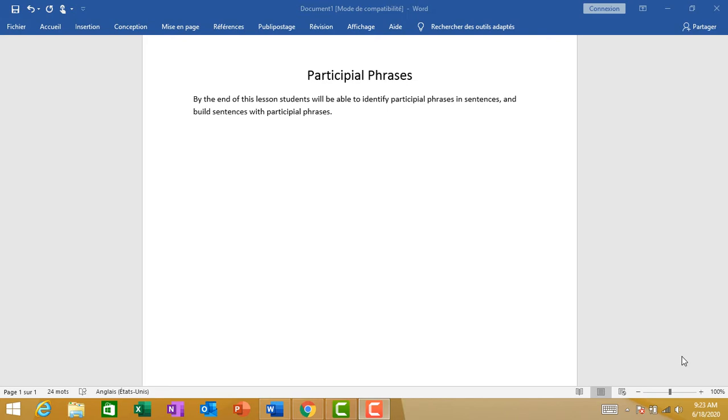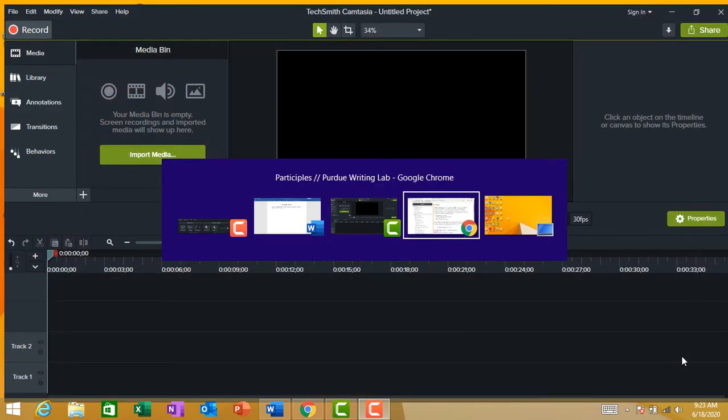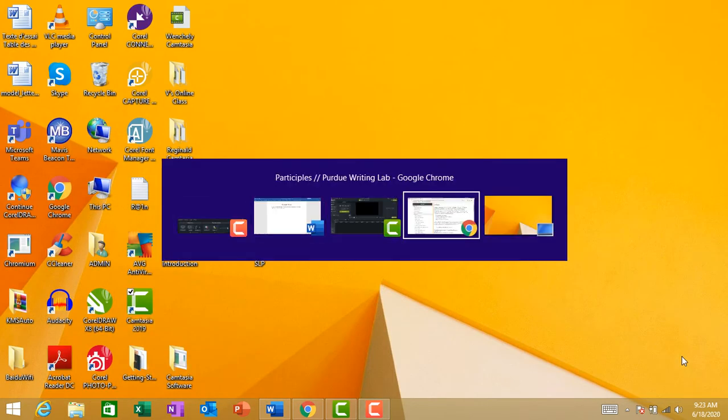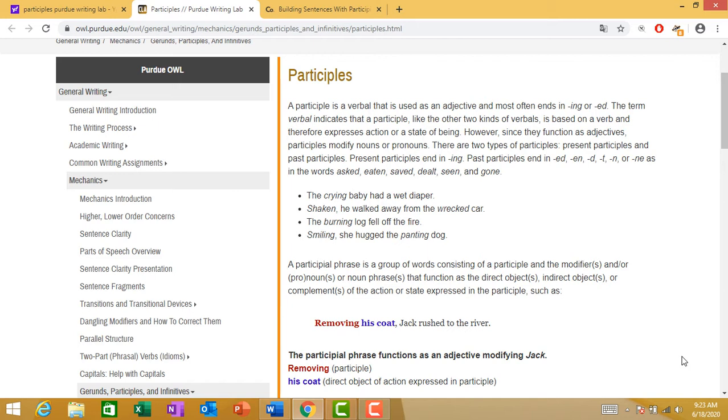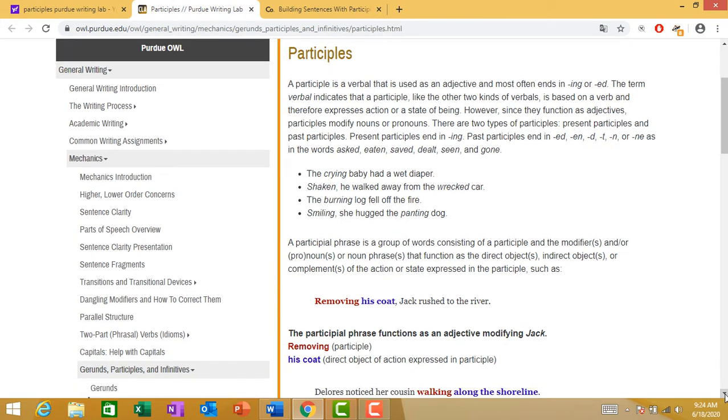Now, we're going to try to do this differently this time. I didn't put a PowerPoint together for you. So what we're going to be doing today is use this website. It's a lesson on participial phrases that I found on Purdue OWL Writing Lab. So we're going to be using it today instead of a PowerPoint. It's pretty straightforward. We're just going to be reading it, and you will see it's very intuitive.